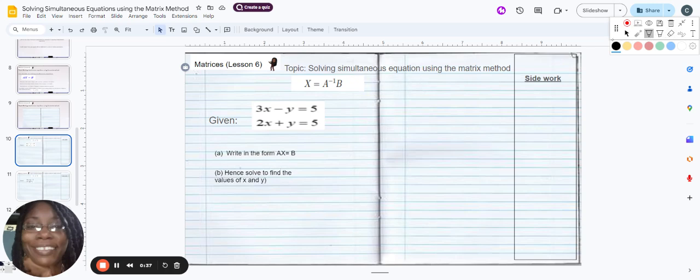Right, so your first step is to answer A. And writing it in the form AX equals B is more or less writing it as a matrix. Remember, A will be that 2 by 2 matrix with all the coefficients, the matrix X will be the 2 by 1 matrix with the variables, and the matrix B will be the 2 by 1 matrix with the solution. So that is what it's going to look like.